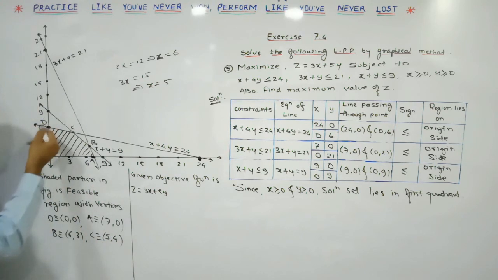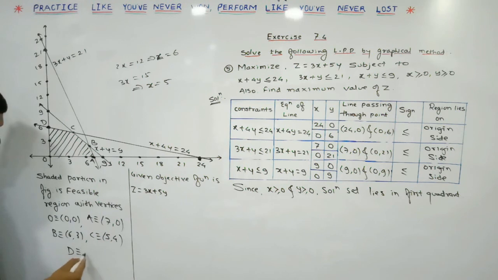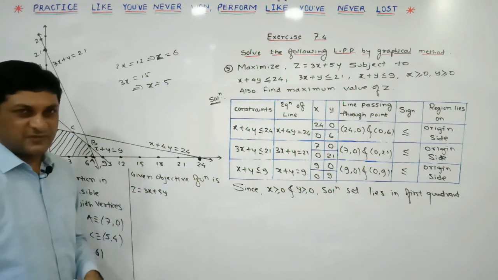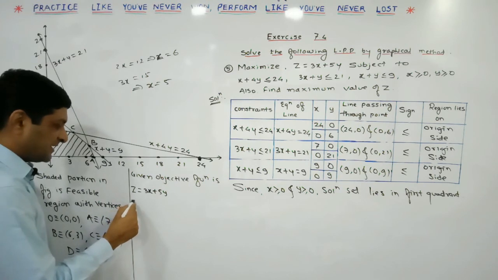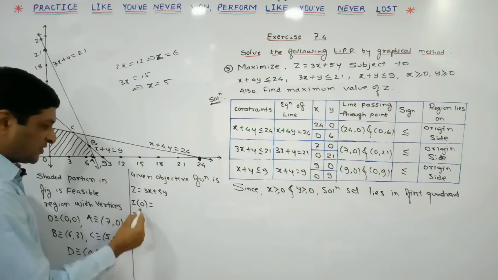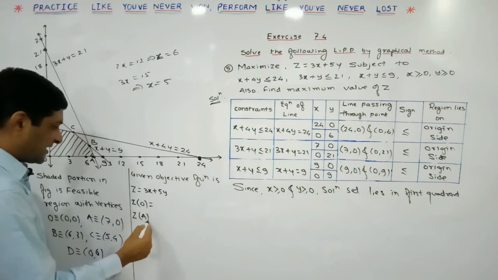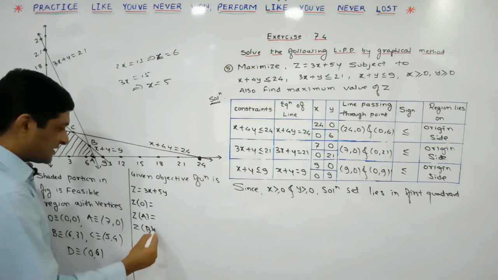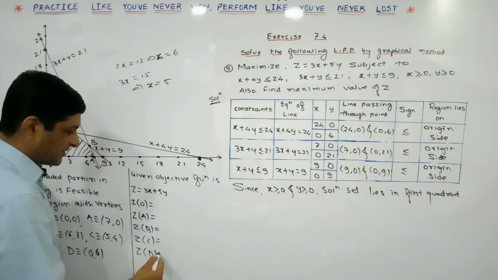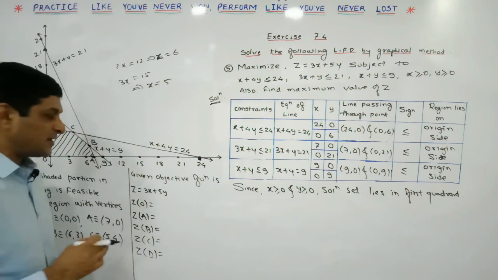And lastly, find the coordinates of the last vertex D, where D is a point that lies on the y-axis, so its x coordinate is 0, and here we can observe that the y coordinate will be equal to 6. So once the coordinates of all the vertices are known to us, consider the objective function. Then find the value of this objective function at all these vertices, meaning the value at vertex O, then at vertices A, B, C and D.